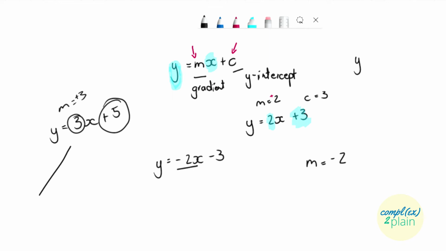Gradient is -2. So that means we're going to have a negative sloping line, and it's going to cross the y-axis at -3. So if I have to sketch a graph quickly, it's going to be -3, and it's going to be a pretty steep line, something like that. Okay, let's do another one.